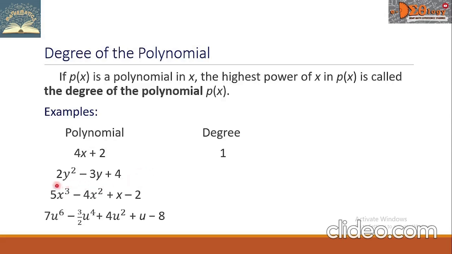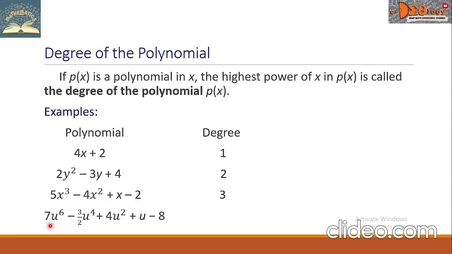Second polynomial, 2y squared minus 3y plus 4. This is a polynomial in y. And the highest power is 2 among the terms. So the degree is 2. Third polynomial is 5x cubed minus 4x squared plus x minus 2. The highest power is 3. So the degree is 3.